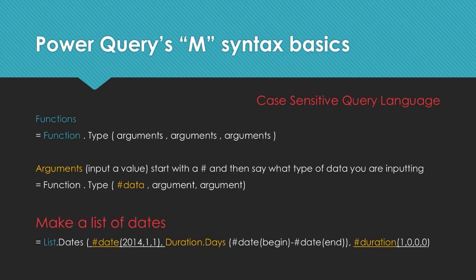M is a case-sensitive query language. It uses functions, and with each function, or with most of the functions, you can specify a type for that function. Now, each of these functions, much like the functions in Excel, are going to need particular arguments to be specified in order for the function to be able to process. Down here at the bottom where it says make a list of dates, this is where we have the example of the function that we are actually going to use.